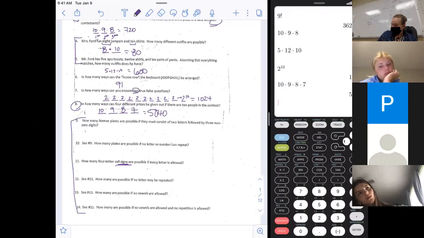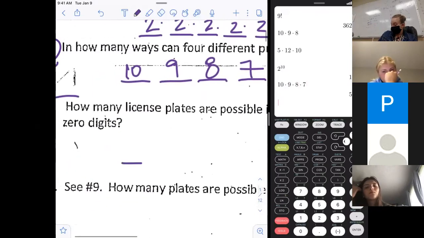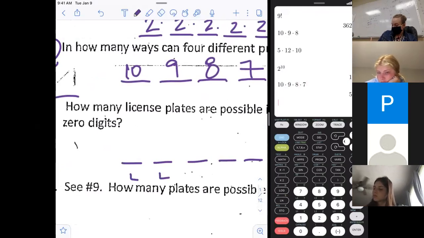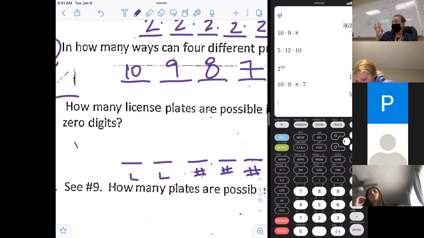How many license plates are possible if they consist of 2 letters followed by 3 non-zero digits? Okay, let's set up our opportunities again. I have 2 letters and 3 digits. Letter, letter, digit, digit, digit. Now you have to just read the problem and you can't make something up. Unless they tell you it doesn't repeat, you can't assume that. Unless it tells you there are any restrictions, you just assume everything is okay.